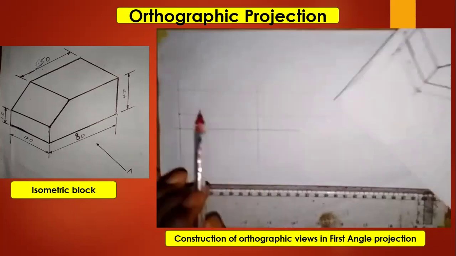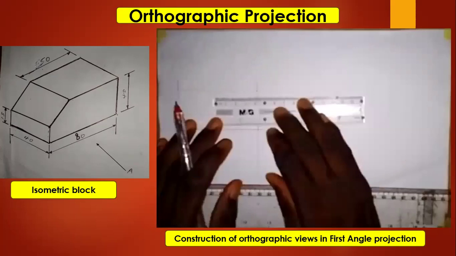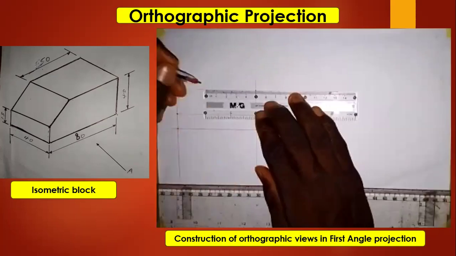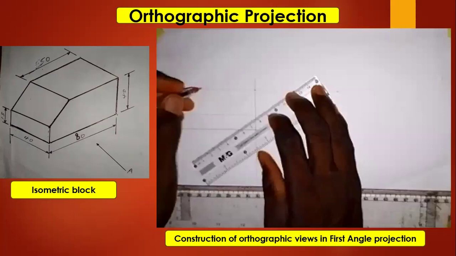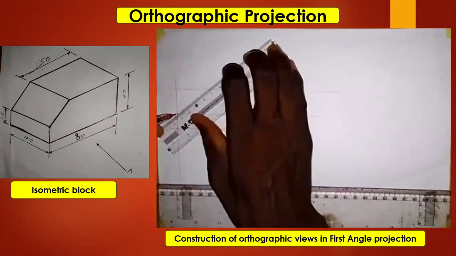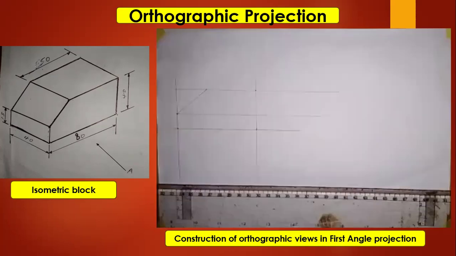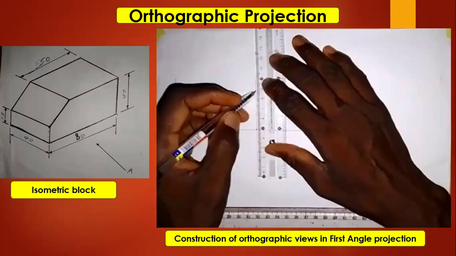So 50 millimeters is also the same as 5 centimeters. So this is it. So 50 millimeters. So we have this distance. So now we are joining this point and this point together, and it goes like this. All right, so this has given us the front elevation. So let's bring out the shape so that we can see it clearly.